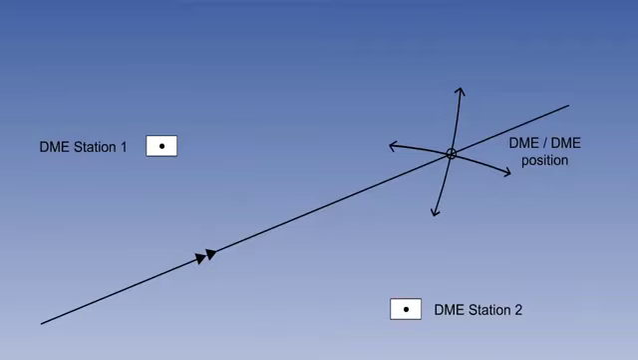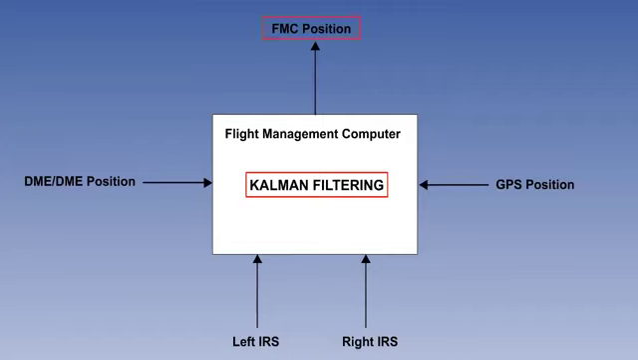The computer automatically selects those DME stations along the route which will give the best crosscut, and calculates an independent new position several times a minute. The crosscut positions are called DME positions. Not all inputs are always available. DME is a line of sight system, so it can be blocked by hills or the curvature of the Earth. GPS can have blank spots. A process known as Kalman filtering produces a statistically most probable position, known as the FMC position.